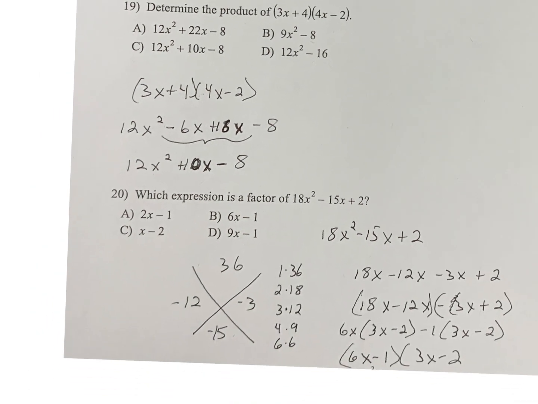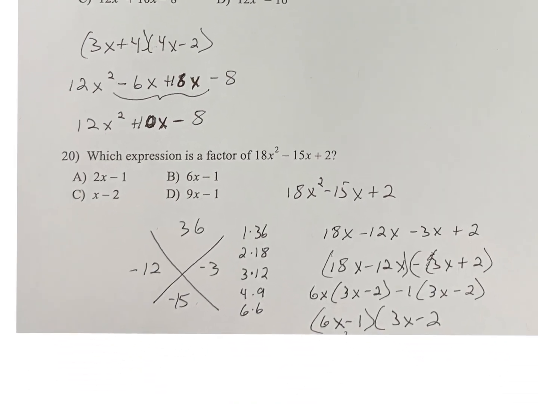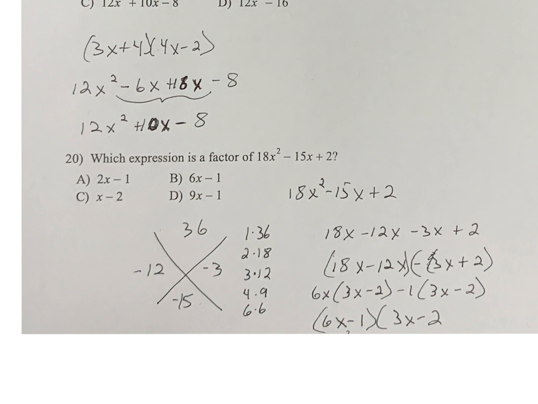And then the last one, question number 20. It's multiple choice. It says which expression is a factor, okay? So it's not giving you both factors, it's just giving you one, so you're probably going to have to work it out. Now this is a tough one, okay? 18x squared minus 15x plus 2. Because this, what we call leading coefficient, is greater than 1, it's 18, we actually have to multiply this a term times this c term. 18 times 2 is 36.